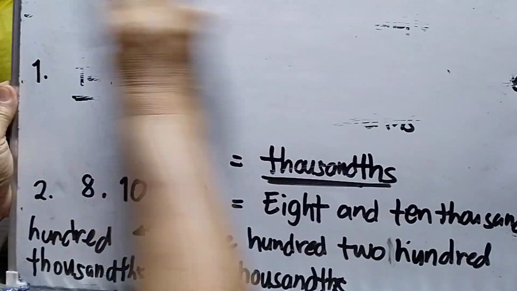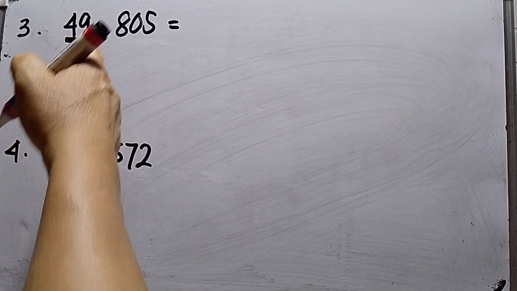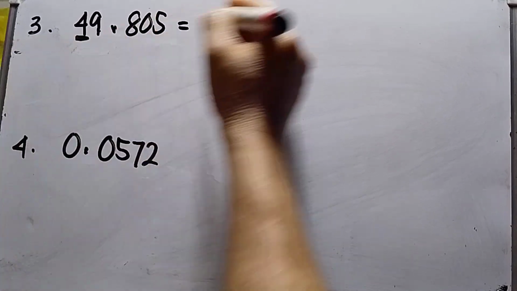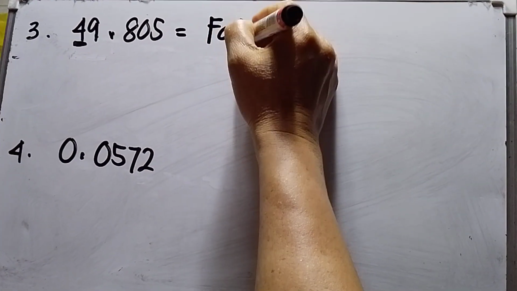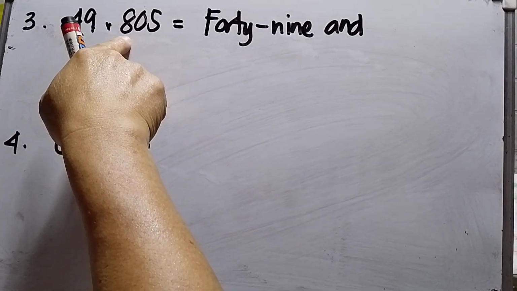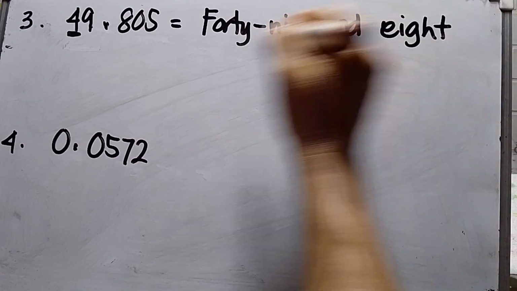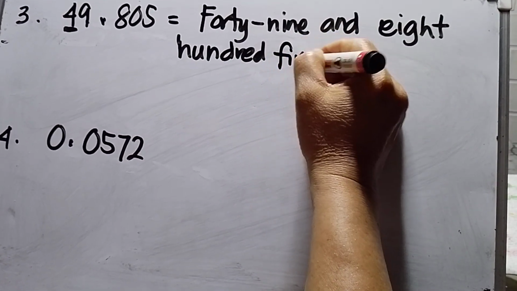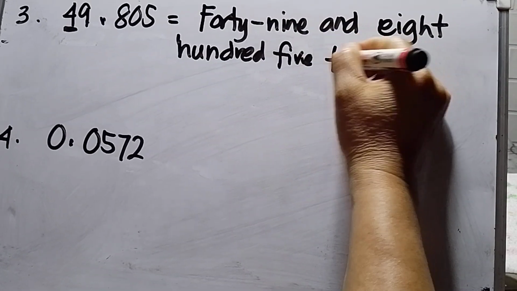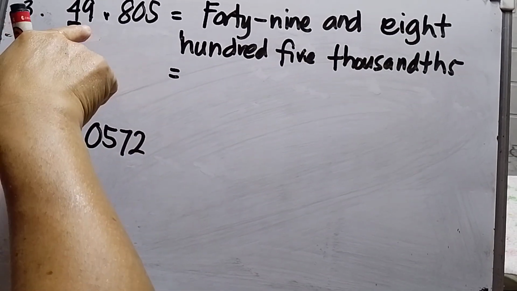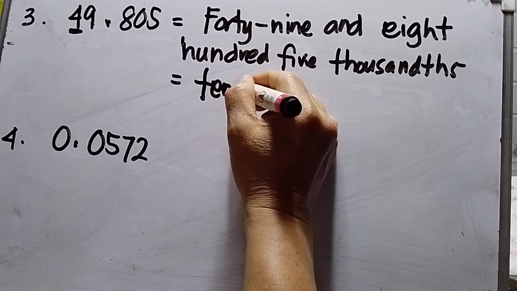Now let's move to number 3: 49.805. In word form, let us name the whole number first, 49, and then "and" 805. Counting tenths, hundredths, thousandths, this is thousandths. Then the underlined digit is in the whole number, ones, tens. So the underlined digit is in the tens place.